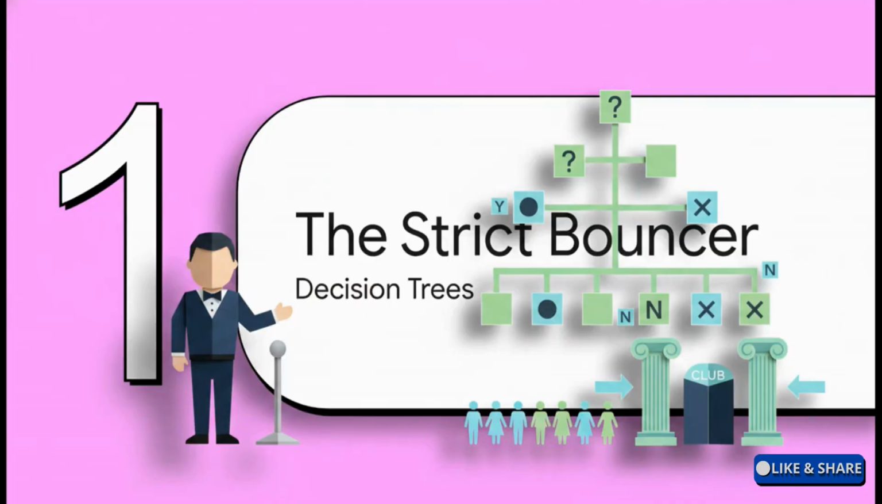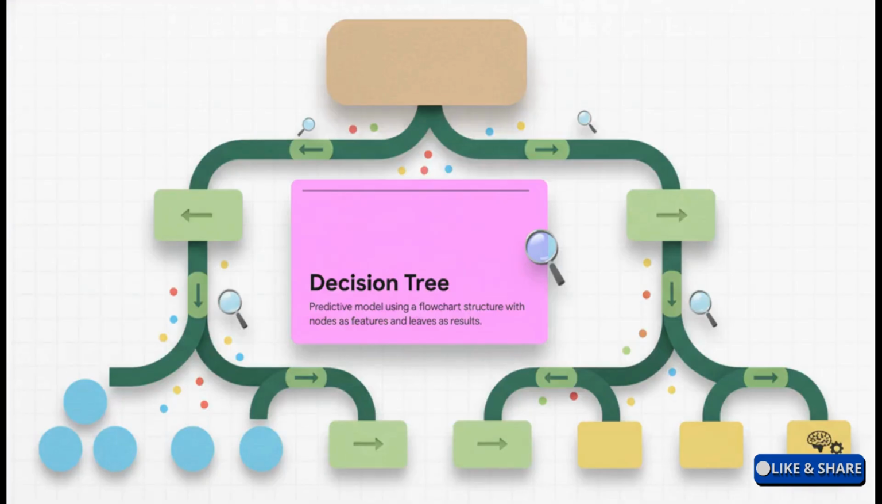Section 1. The strict bouncer. Decision trees. In supervised machine learning, a decision tree acts exactly like a rigid, ultra-strict bouncer holding a flowchart. You start at the very top at what's called a root node, and then, based on specific features, your data gets pushed down through these branches, which act as the rules, until it hits the final leaf nodes. That leaf node gives you your prediction. It's incredibly simple, highly interpretable, and you can quite literally draw its entire logic right on a whiteboard.